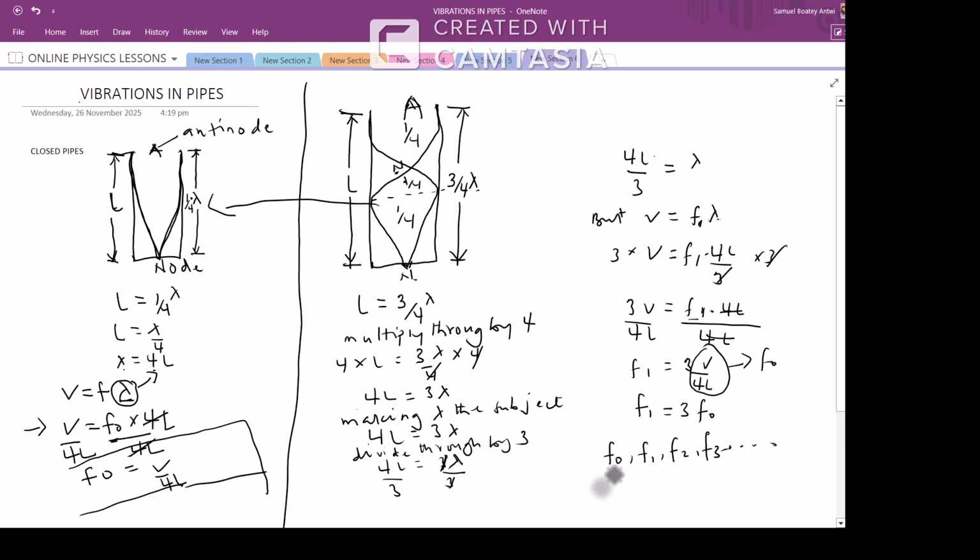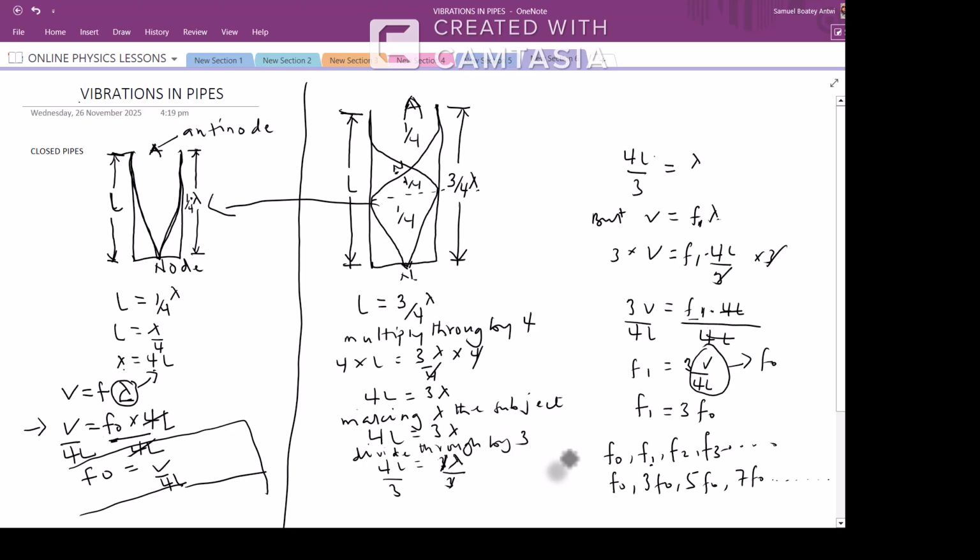Because we know that the first overtone is 3 F naught, we can use the same procedure to generate the other overtones with respect to our fundamental frequency. Mind you, I said earlier on that closed pipe only produces odd harmonics. So from 3 F naught, we go to 5 F naught, 7 F naught in that order. Okay. So this is the trick.